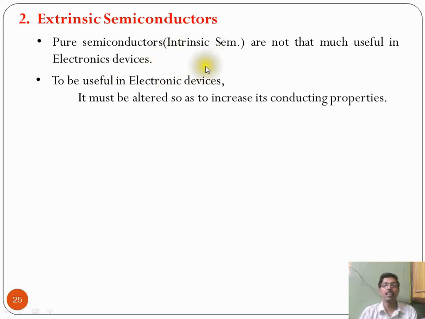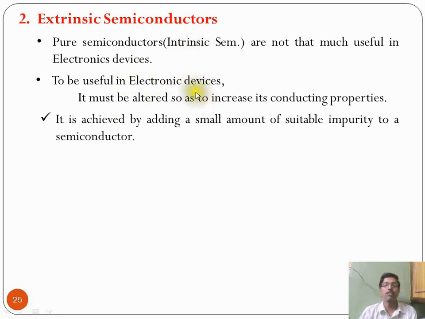So to make semiconducting materials much more useful in electronic devices, the intrinsic semiconductor must be altered to increase the current conducting property of the semiconducting material. How to alter? Altering means adding some amount of impurities. When we add a suitable small amount of impurity to an intrinsic semiconductor, it becomes an extrinsic semiconductor. So an extrinsic semiconductor is an intrinsic semiconductor added with a small amount of suitable impurity.